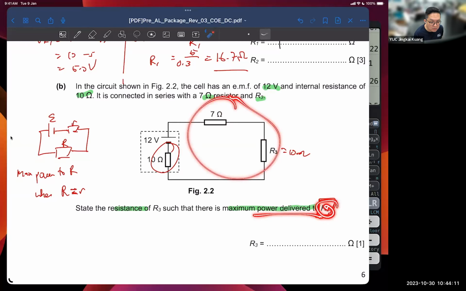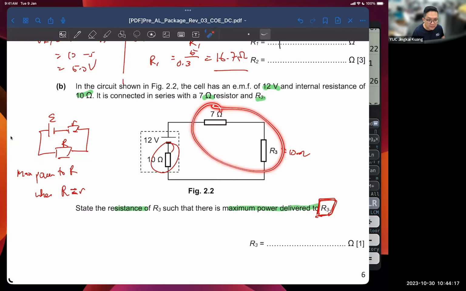Okay, so if you treat these two as a single resistor, in order for the sum of power delivered to these two resistors to be maximum, these two must equal 10. But here I only want R3. So the consideration now becomes that this one cannot be part of my consideration. This one here has to be treated as internal resistance.